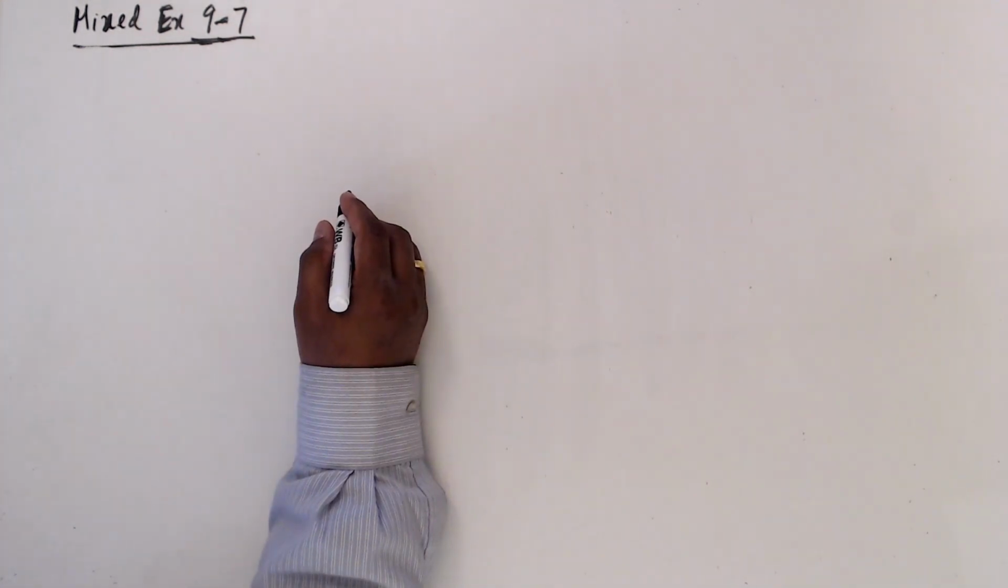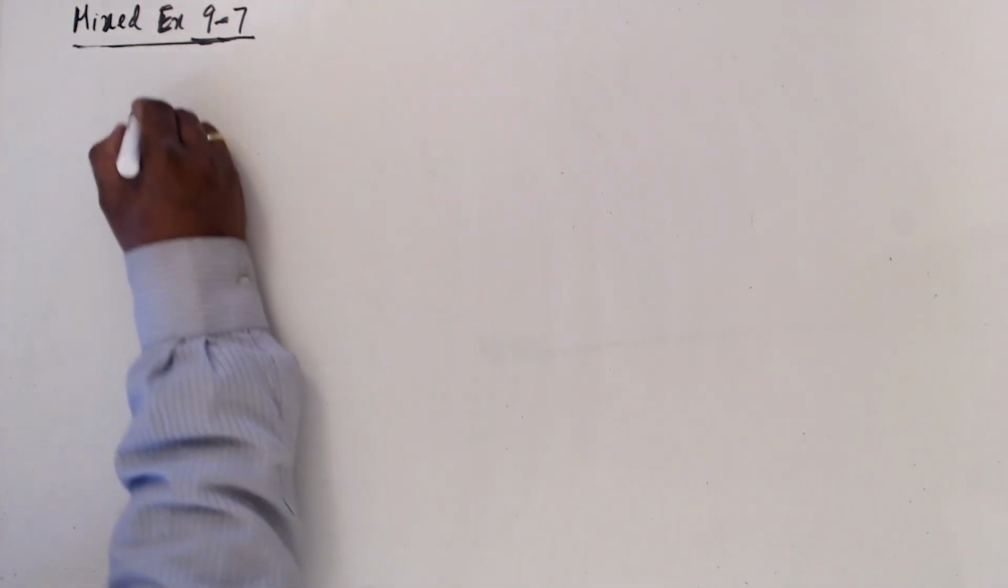Question number 7. A ball is thrown vertically down from the top of a tower.